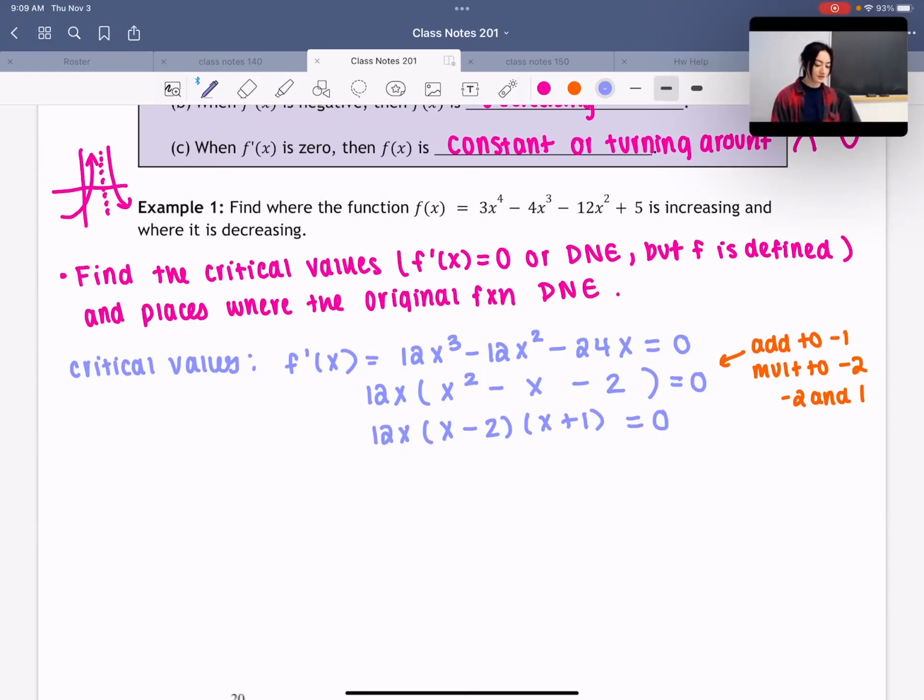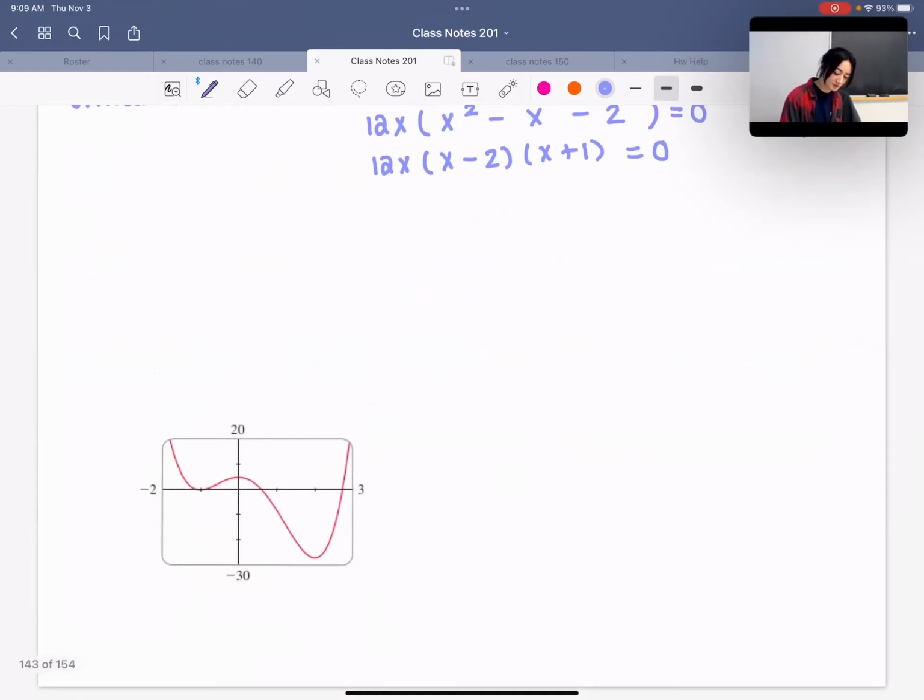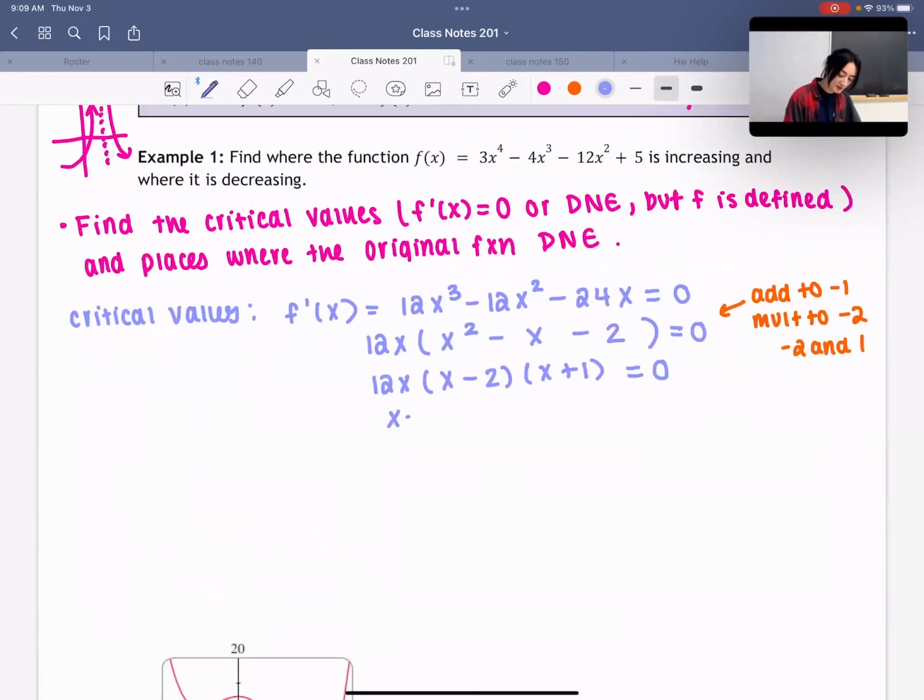All right. To find the critical values, you need to set each of the factors equal to 0. I'm lazy, and I think I can actually just figure out what my answers are here. We've got x equals 0, right, for 12x. We got x equals 2 for x minus 2, and we have x equals -1 for x plus 1. Okay.